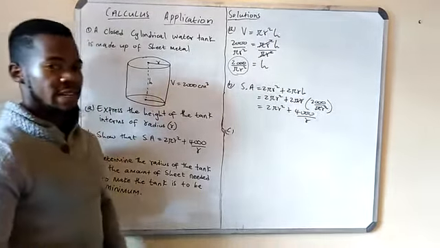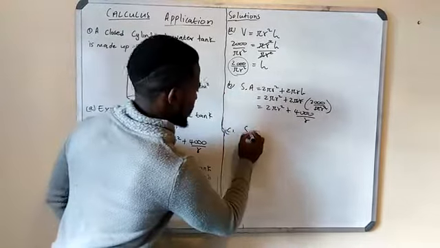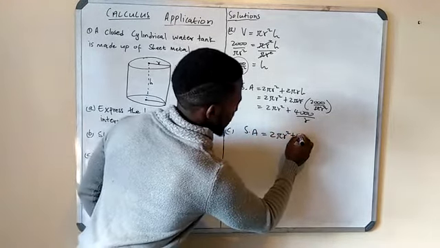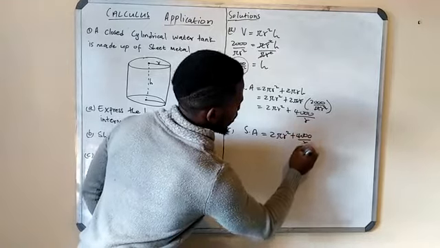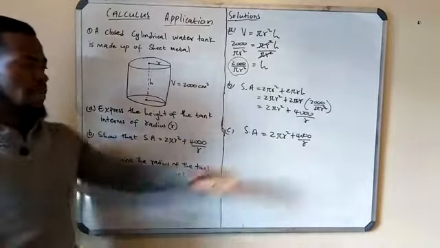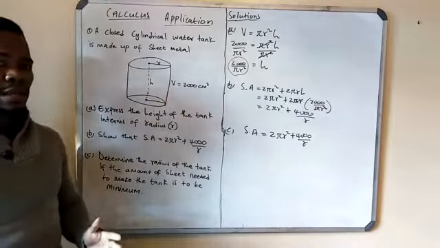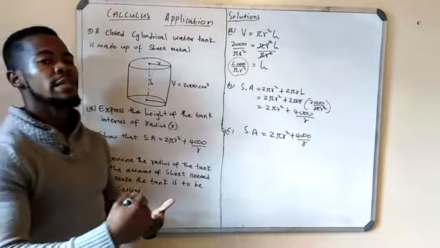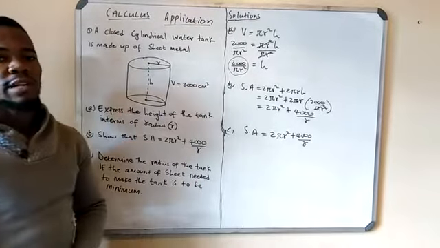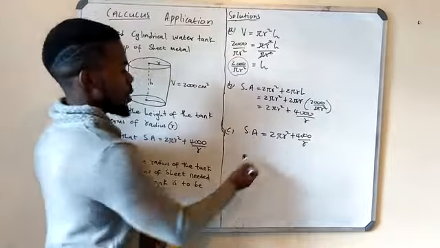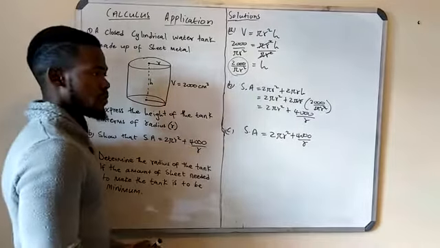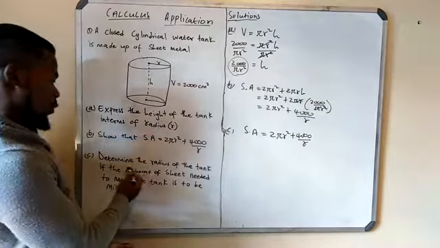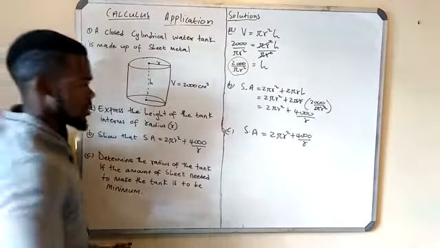We use the derivative. So we have surface area is equal to 2πR² plus 4000 all over R. So we're going to use the derivative of what? Of the surface area of this. And then remember, for minimum and maximum, you equate that derivative to 0 and then solve for the unknown. So we're going to find the first derivative of the surface area, equate it to 0, and solve for R, because we are required to find what? To find the radius.